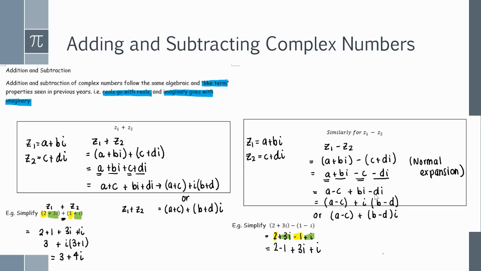Lastly, tidy it up. So 2 minus 1, hopefully just 1. And then the 3i plus i, remember it's like a 1i. So we can take the 3 plus 1 in a bracket, take the i in front or behind, and we really get 1 plus 4i.